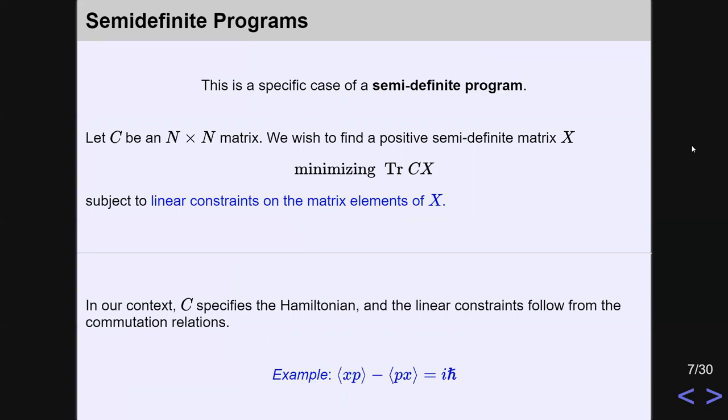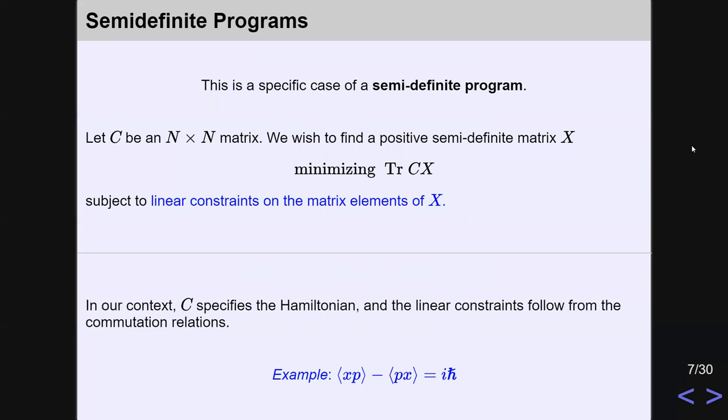X is going to correspond to our matrix of expectation values. We want it to be positive semi-definite. And we want to find an X that minimizes some linear combination of the matrix elements of X. So that linear combination is the Hamiltonian, right? So the Hamiltonian in the harmonic oscillator case was x squared plus p squared. X squared expectation value and p squared expectation value are both diagonal elements of the matrix X.